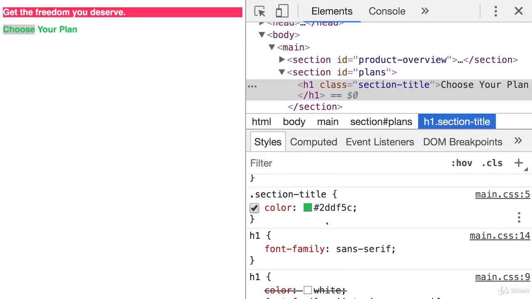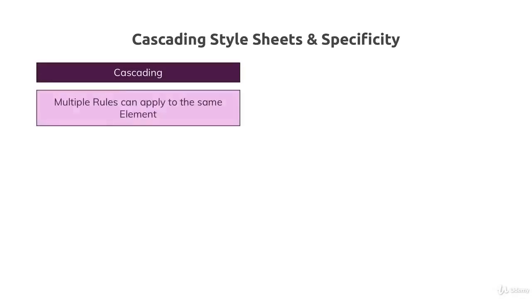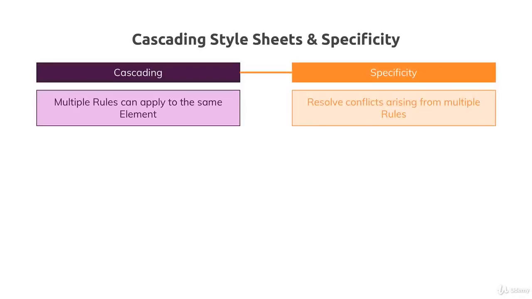Now to resolve such conflicts, CSS knows a concept called specificity. And there are clear rules included in the CSS specification that define how such conflicts should be resolved and which type of selector has a higher specificity. Now here's an overview. As I said, cascading means multiple rules are applied to the same element. Specificity resolves conflicts arising from that fact, and specificity then simply has the following order.